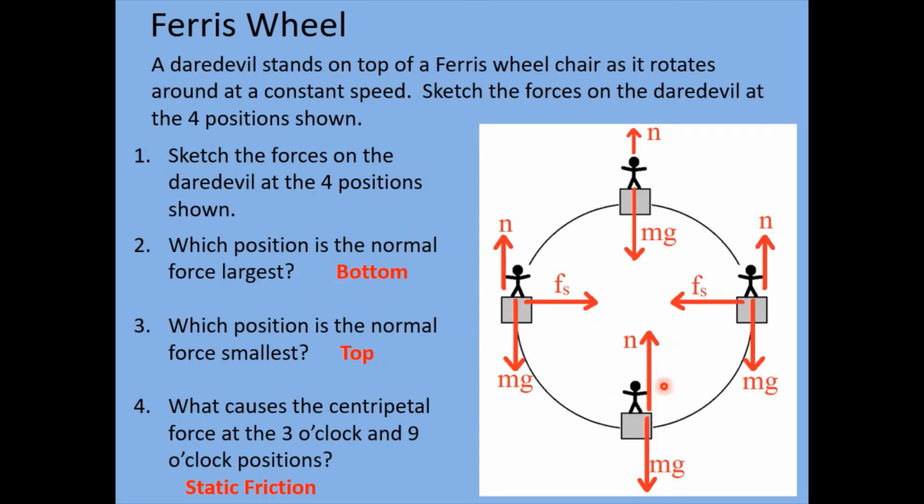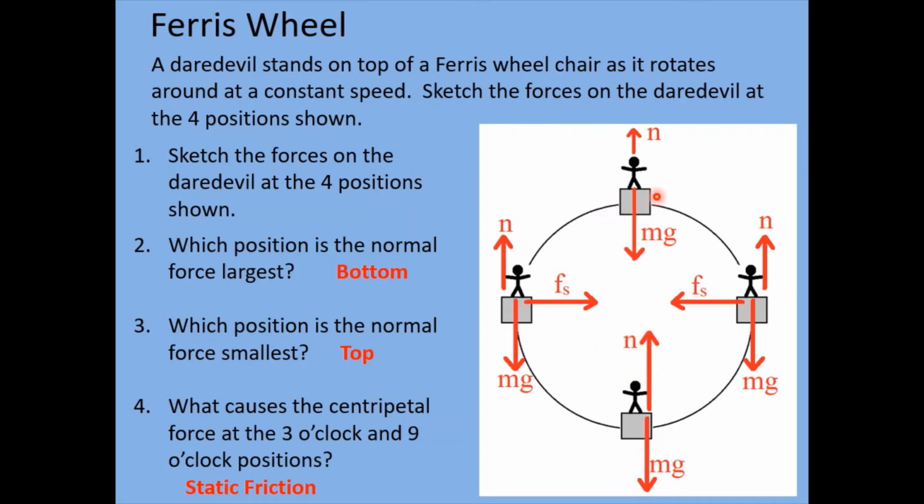And again, this goes along with that similar problem we did a couple slides back with the ball on the string that was going in a vertical circle like this as well. Remember, we need a net force pointing towards the center of the circle. So the only 2 forces available here are normal force and mg. So the normal force must be larger than mg here in order for us to have a net force pointing up. So here is going to be the largest normal force.